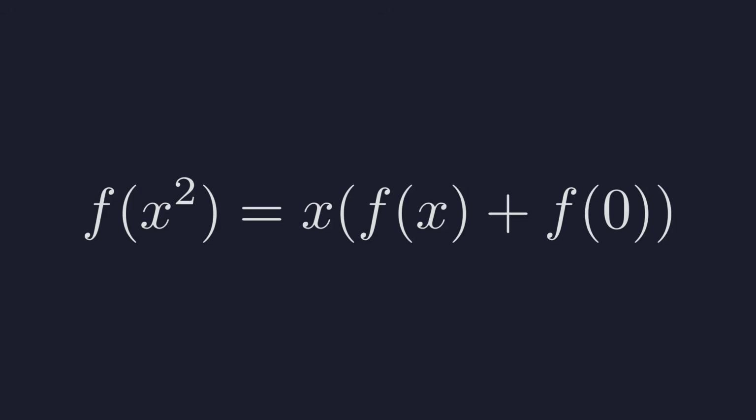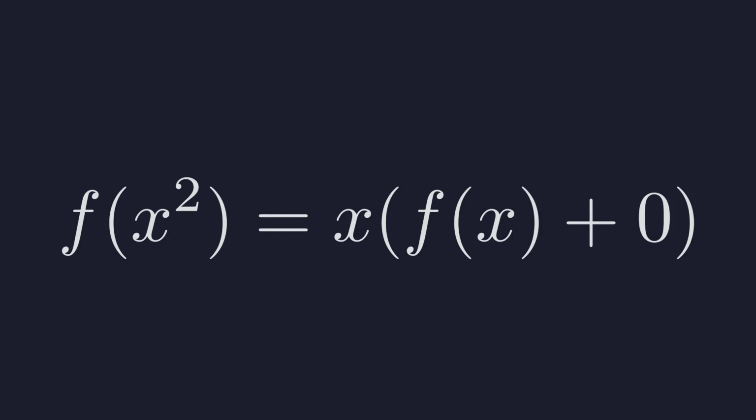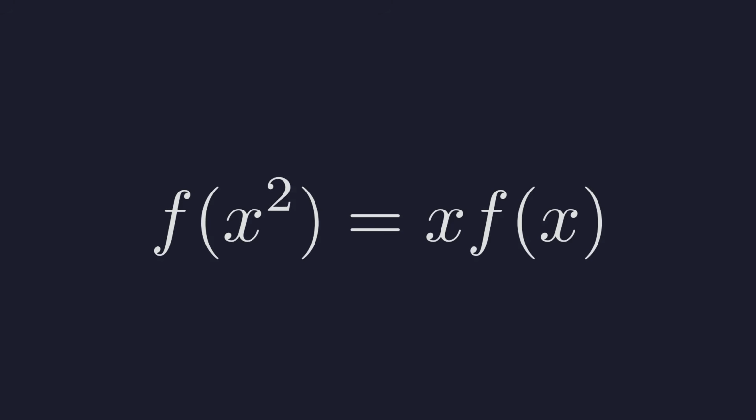Now that we've established f of 0 is 0, we can simplify our first relation, which will unlock the problem. We return to relation 1. We can now substitute our hard-won result that f of 0 is 0. The equation becomes f of x squared equals x times f of x plus 0. This gives us a beautifully simple identity: f of x squared equals x times f of x. This is the key to the solution.